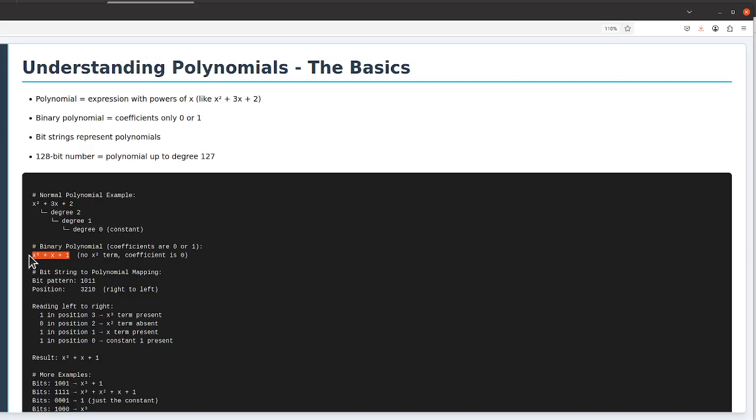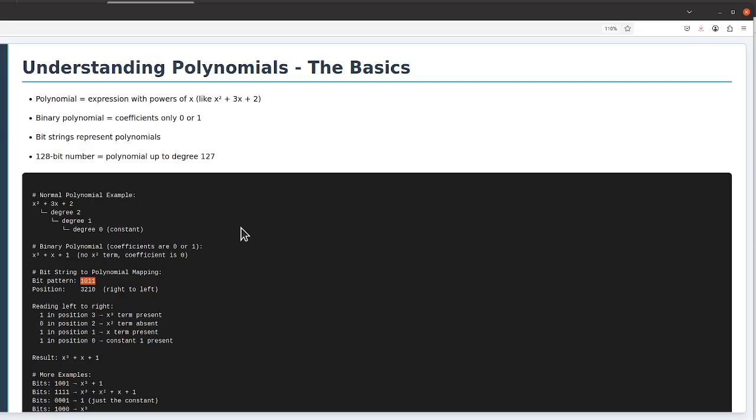Here is where it connects to our bit strings. We can represent any sequence of bits as a binary polynomial. The bit pattern 1011 represents the polynomial x cubed plus x plus 1. How? Reading from left to right, the first bit, 1, represents x cubed. The second bit, 0, means no x squared term. The third bit, 1, represents x, and the fourth bit, 1, represents the constant term 1.